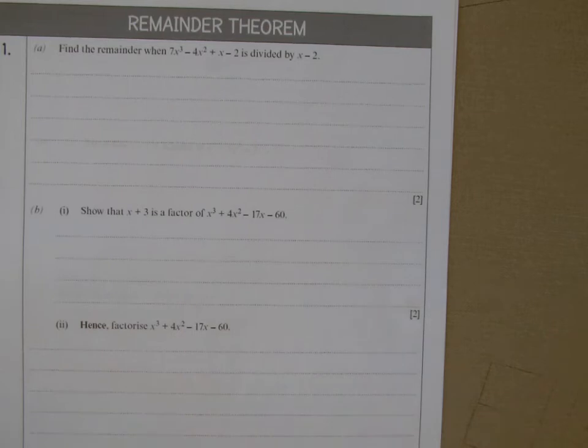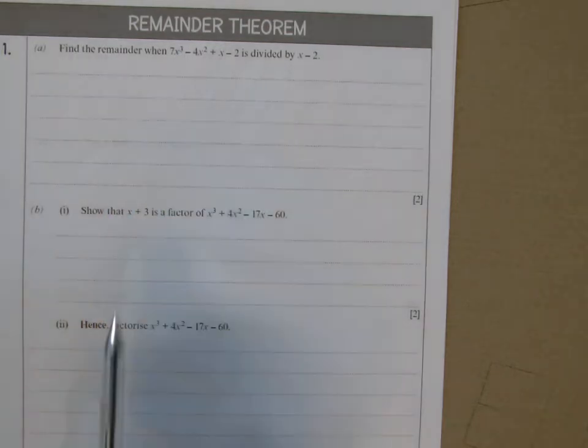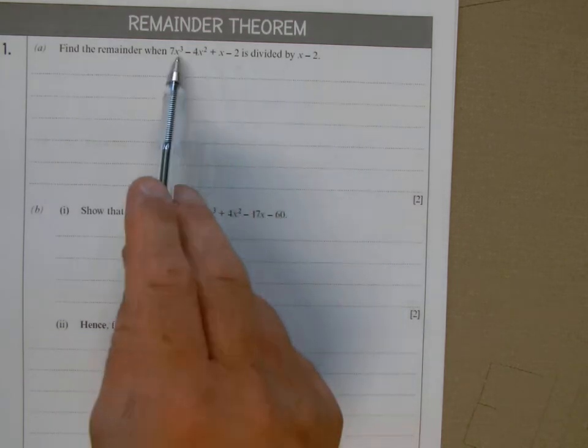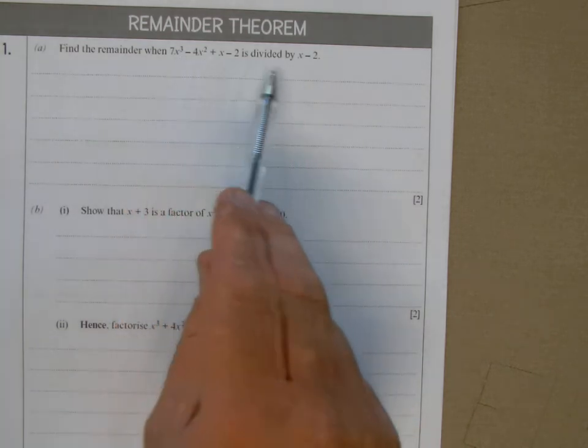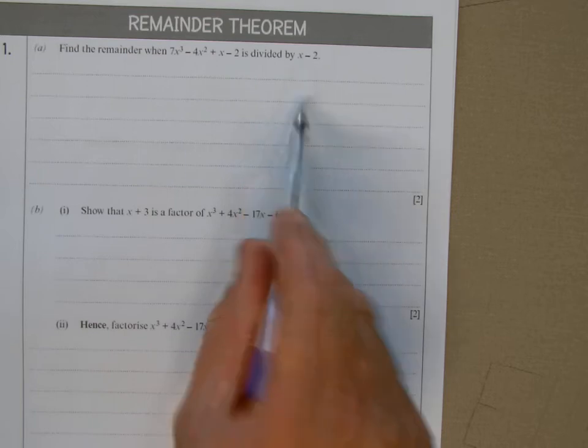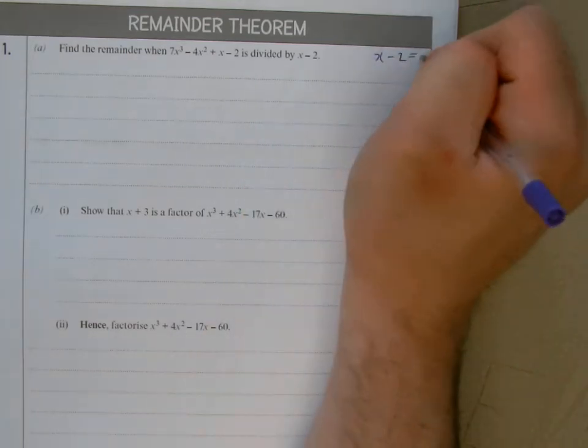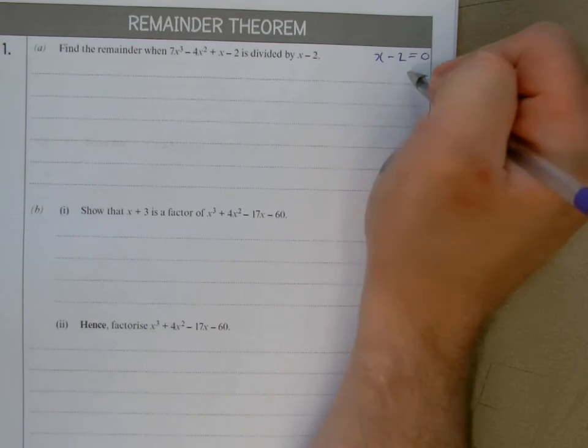So find the remainder when this cubic here is divided by x minus 2. If you remember, you need to substitute in a value here to actually work out what the remainder is. And to get that value, I say, look, x minus 2, if I'm solving it, equals 0. When you go like a bracket equals 0, then of course x would equal 2.